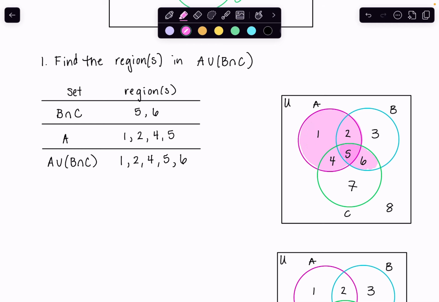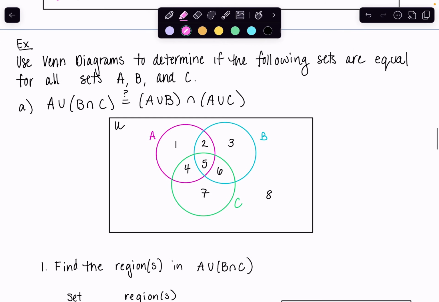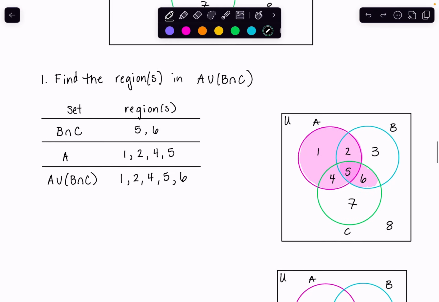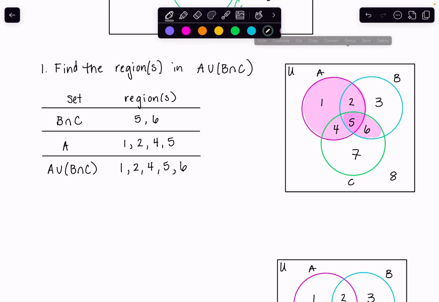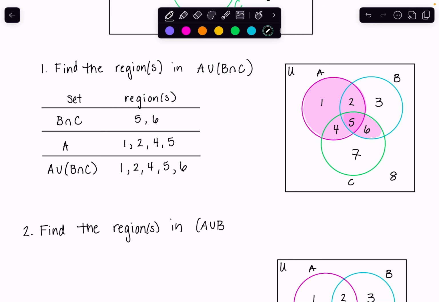Okay. Now what I want to do is the same exact thing with this second step. So I'm going to see what regions this talks about, and that will tell me, do they actually equal each other or not? Okay. So my second step now is to find the regions in A union B intersect A union C.